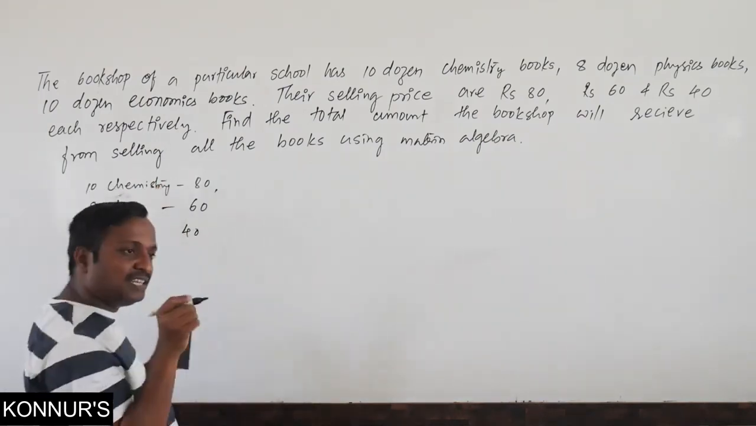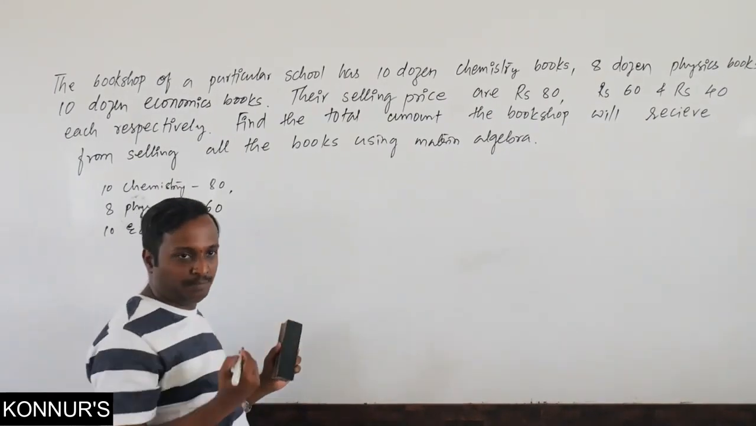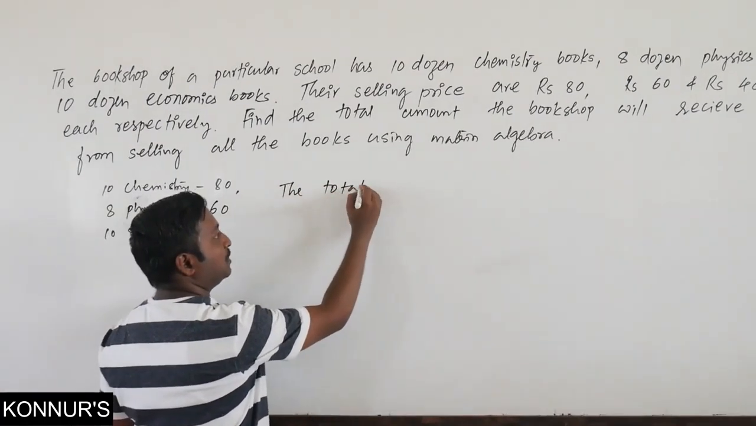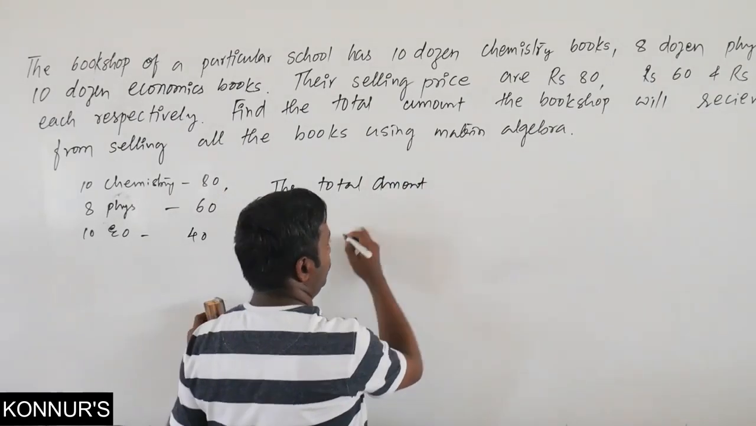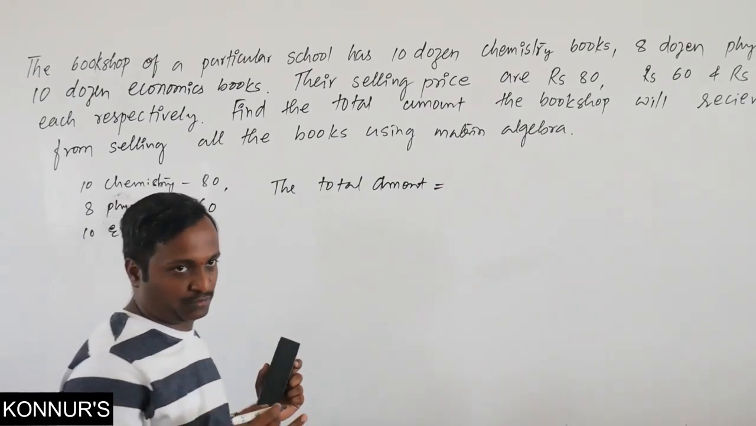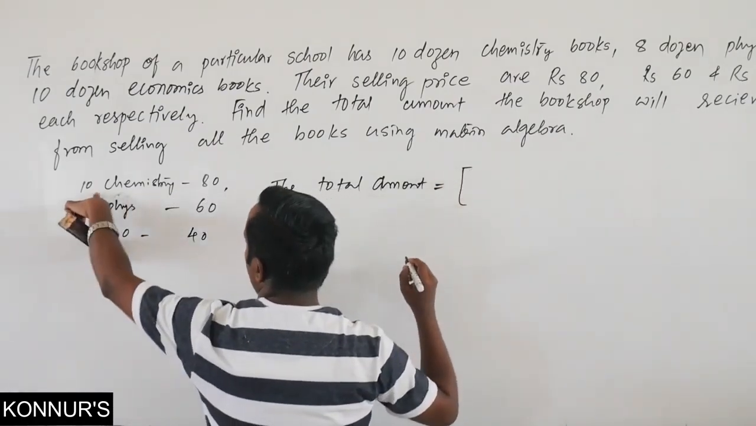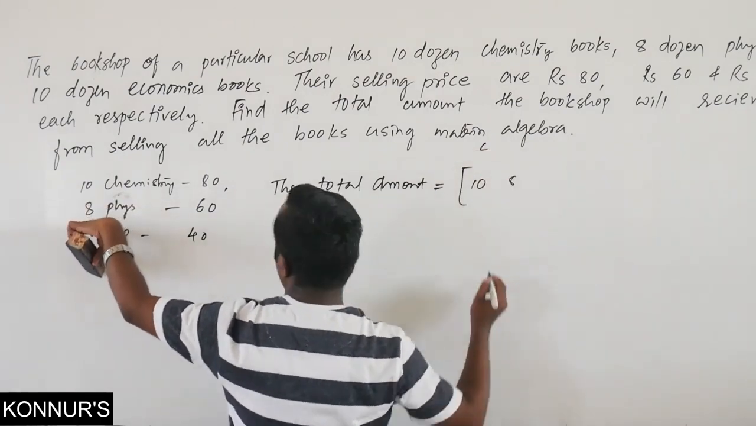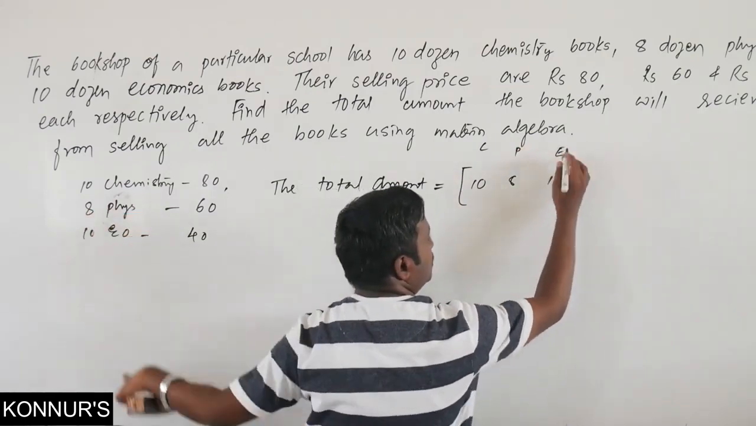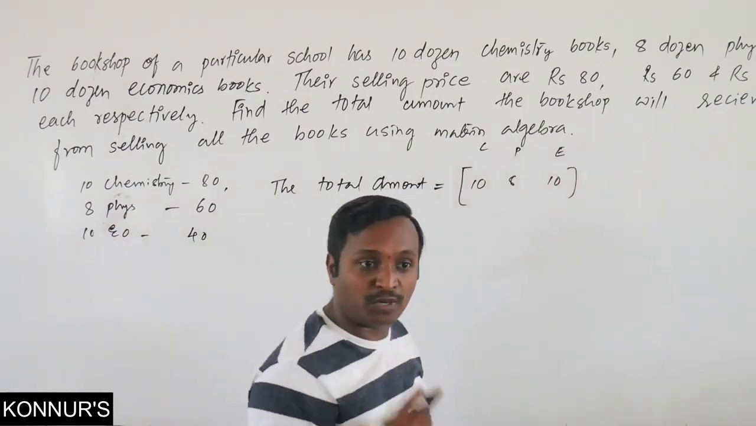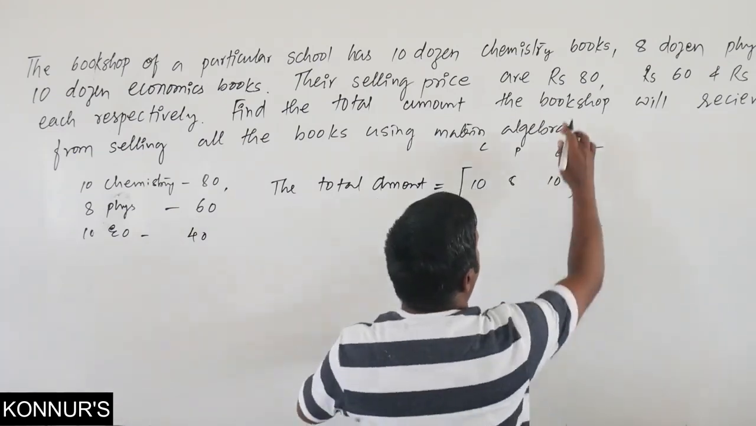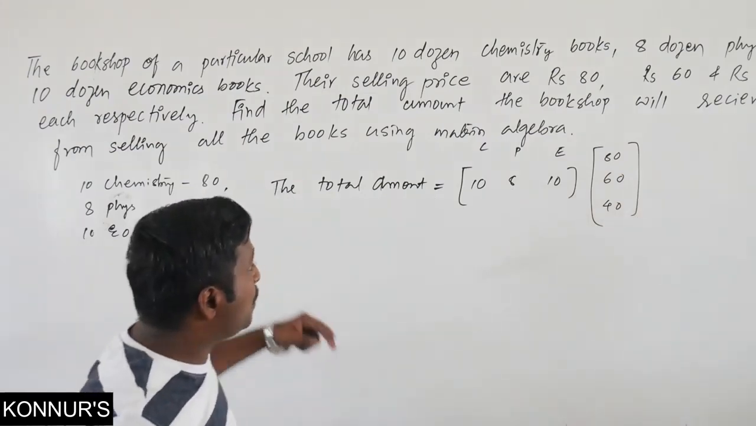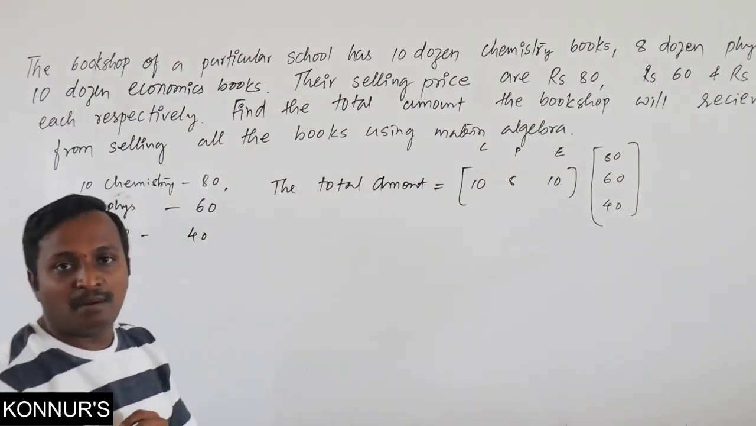I said in the last example, we have to write first row, then column. So for the total amount, first we have to write the books row wise. How many books? 10 dozen chemistry books, 8 dozen physics books, 10 dozen economics books. This is for reference purpose, I am writing. Row wise, that is what we first write. Next, column wise, we write the amount: 80 rupees, 60 rupees, 40 rupees. So we have to write first row, then column. This is the price rate.